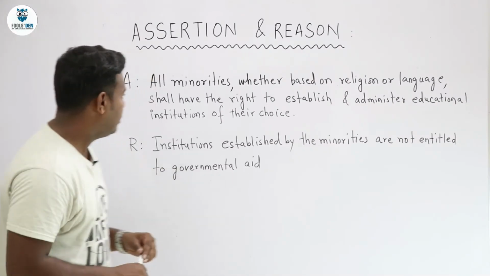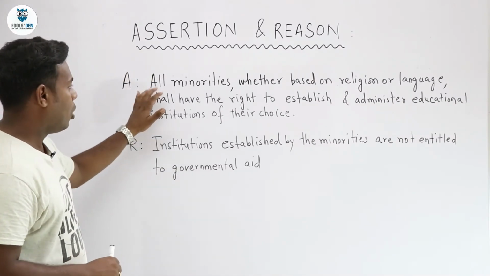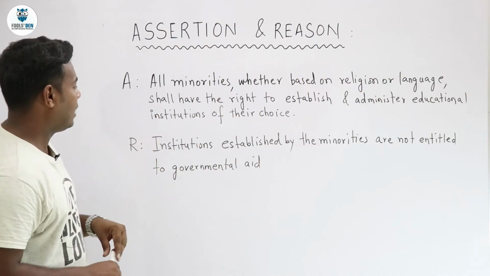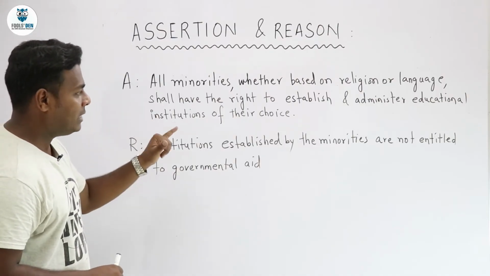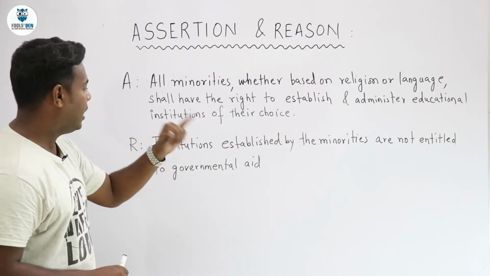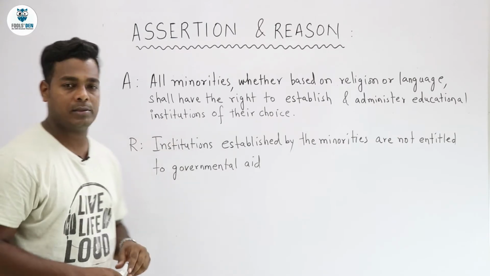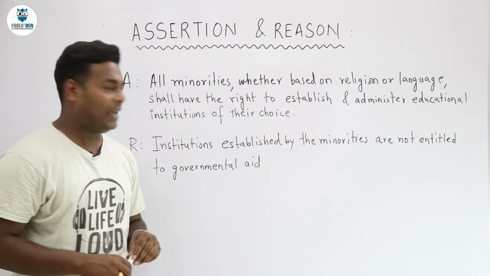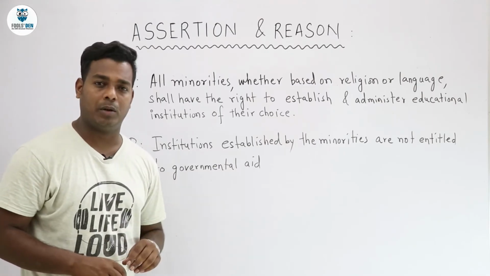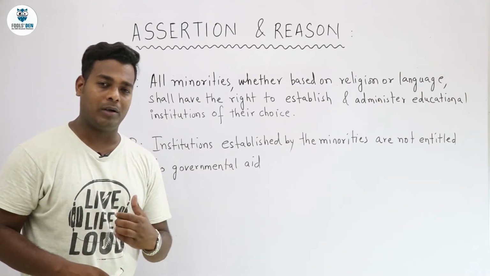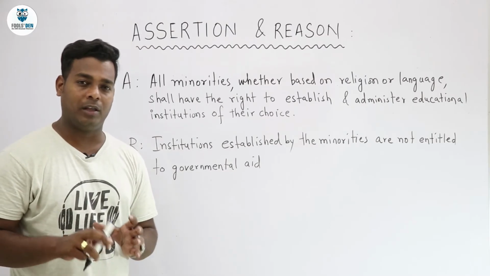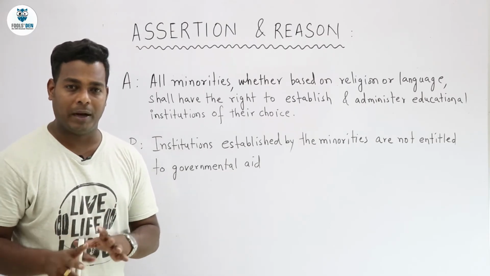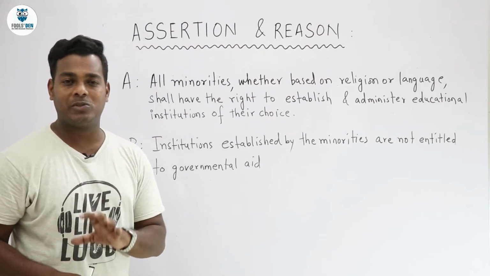Let's take the next question, which says, the assertion says, all minorities, whether based on religion or language, shall have the right to establish and administer educational institutions of their choice. See, this question is based on the knowledge of the Constitution. But again, I know that not every one of you is very good at the concepts of the Constitution. But can we apply common sense to questions, right?